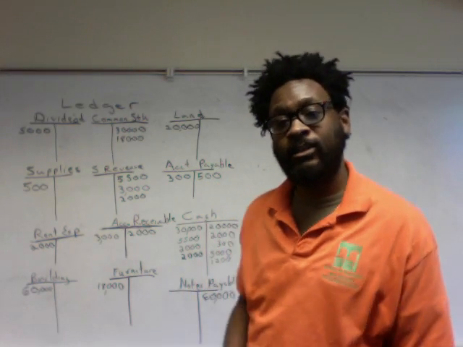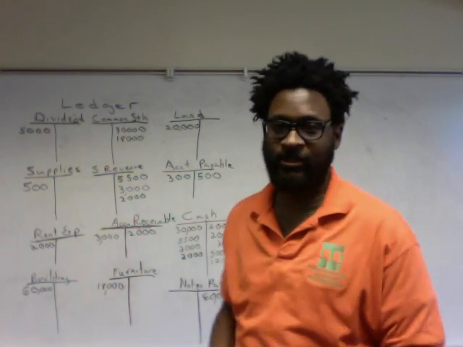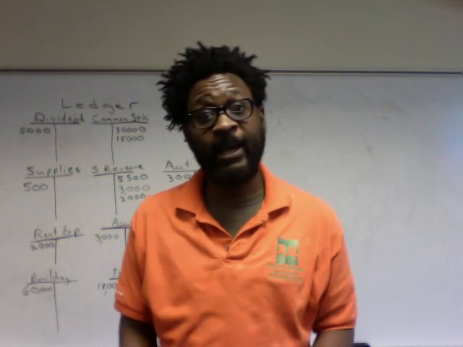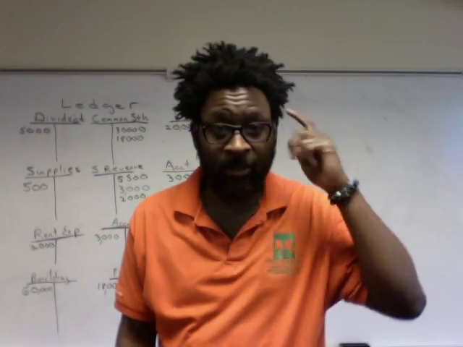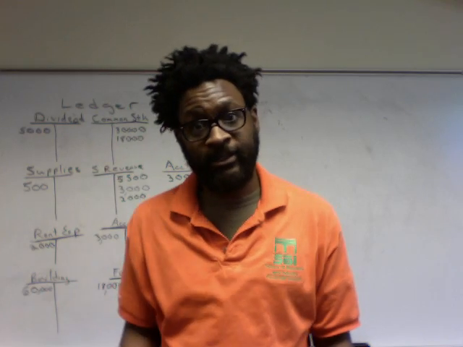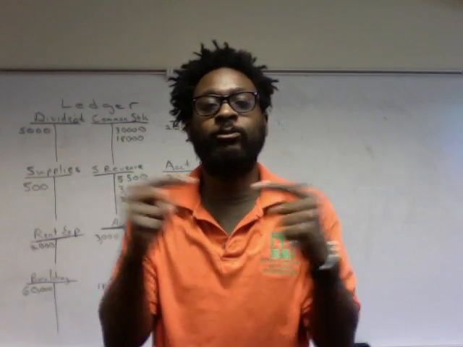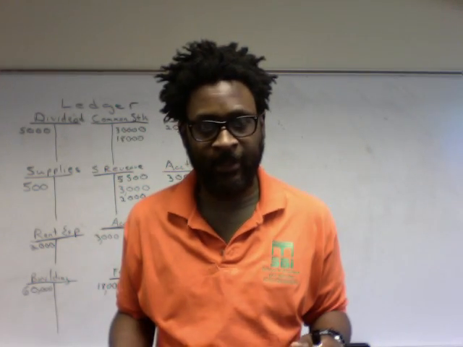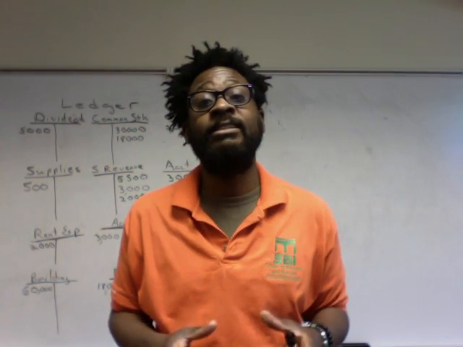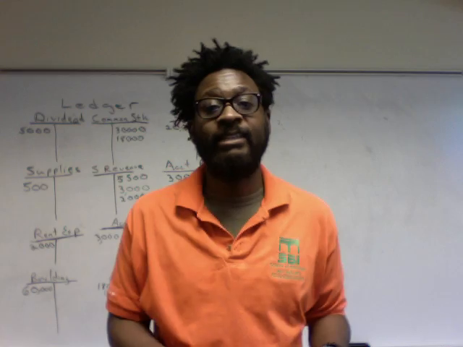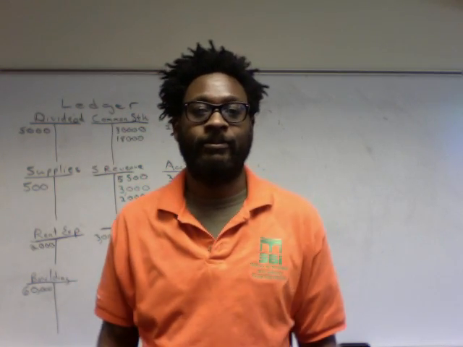And so how do you calculate your ending balances? Very easy. You add up the debit side. You mentally remember that number. You add up the credit side. You mentally remember that number. You subtract the 2 numbers that you mentally remembered. And whatever that balance is, goes on the side that had the largest amount.